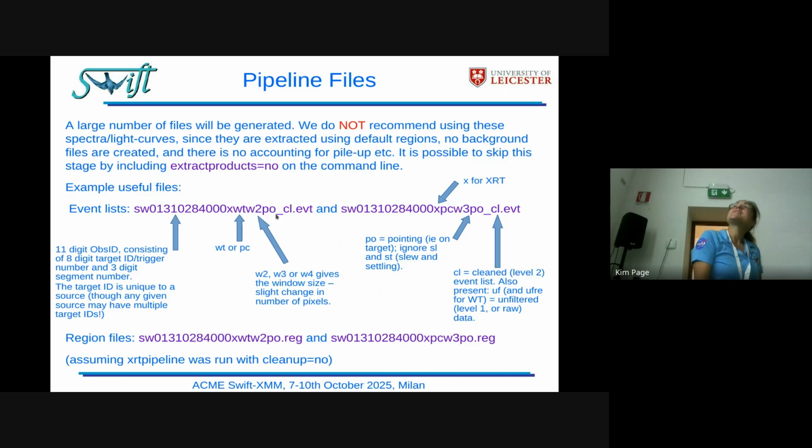And then we have 2 letters. You will see either PO for pointing or SL or ST for slew and settling. You can't analyze the slew and settling data, so you'll only ever want the PO for pointing. And then finally, we have the CL.EVT, which tells you it's a cleaned event list. The raw data that you have before you run XRT pipeline will be either UF.EVT, so unfiltered, or for window timing mode, there'll be UF and UFRE, which is to do with reconstructing things, but the only useful data for you guys is the CL.EVT cleaned event list.